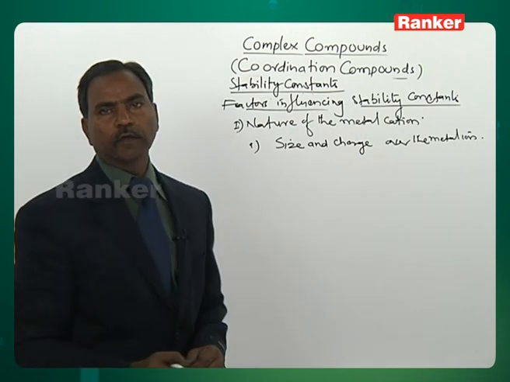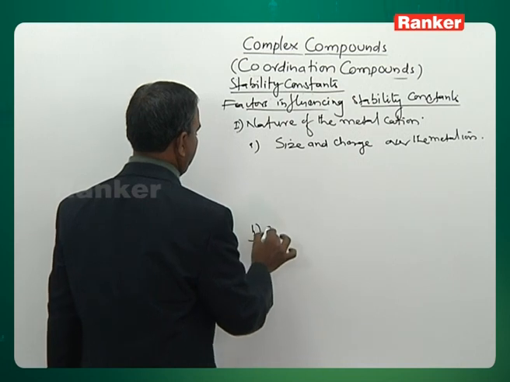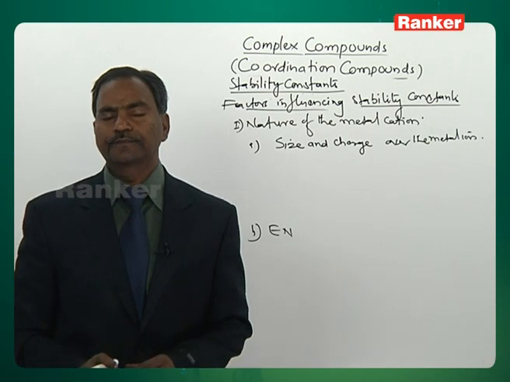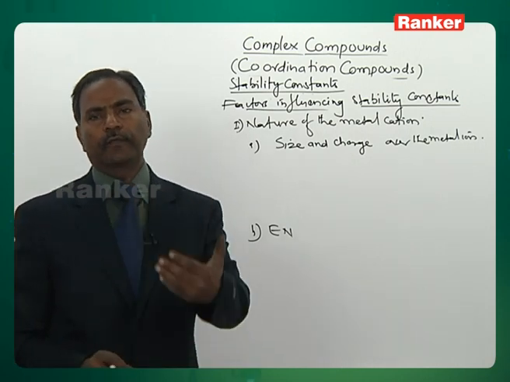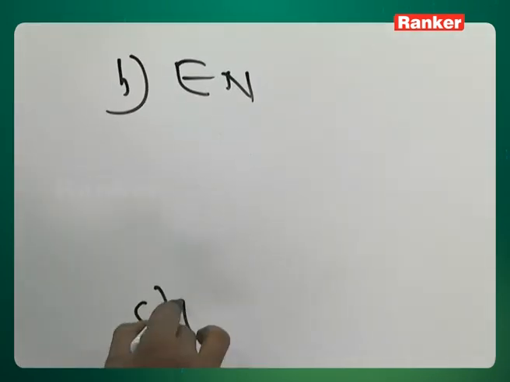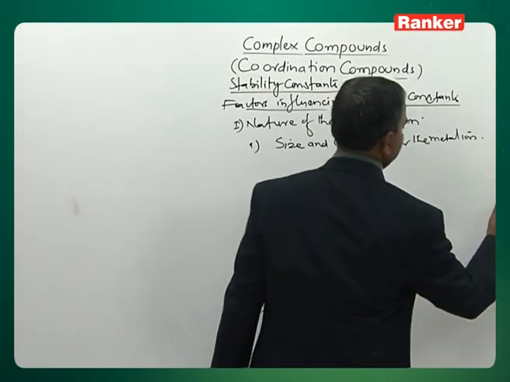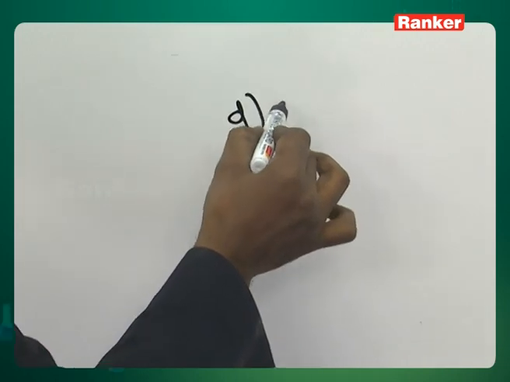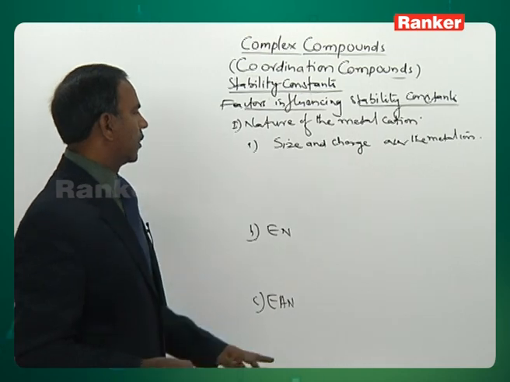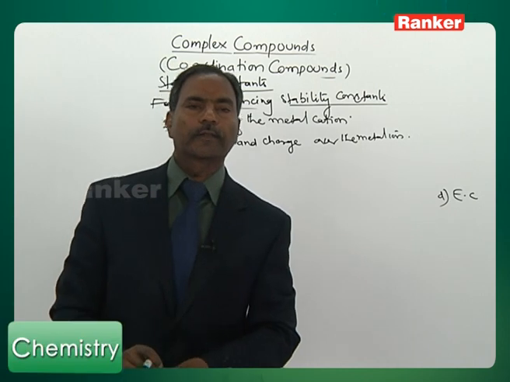Size and charge of the metal ion, the first one. Next, the second one, electronegativity of the metal ion. Third one, EAN of the complex. Fourth one, electronic configuration. Size and charge of the metal ion, electronegativity, EAN, and electronic configuration.